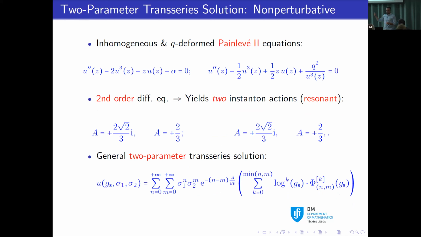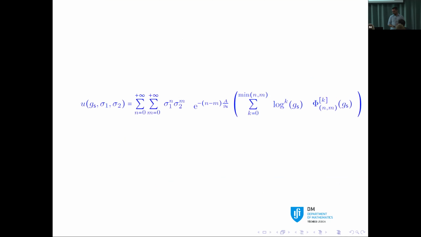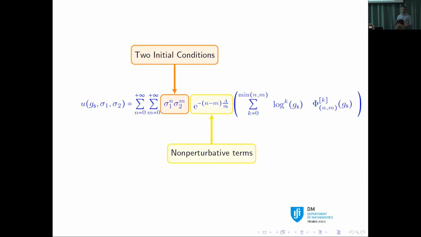But now we are interested in what I mean by these two-parameter transseries solutions. So let me explain what the contents of this ansatz are. We start by having two initial conditions. We have a second order differential equation, so we need two initial conditions. And these initial conditions somehow label these non-perturbative terms that we have put there by hand, to grasp where this non-perturbative information is. And you can see that sigma 1, for example, is raised to the power n, and that corresponds to the negative exponentials in this case. And the same follows for sigma 2.